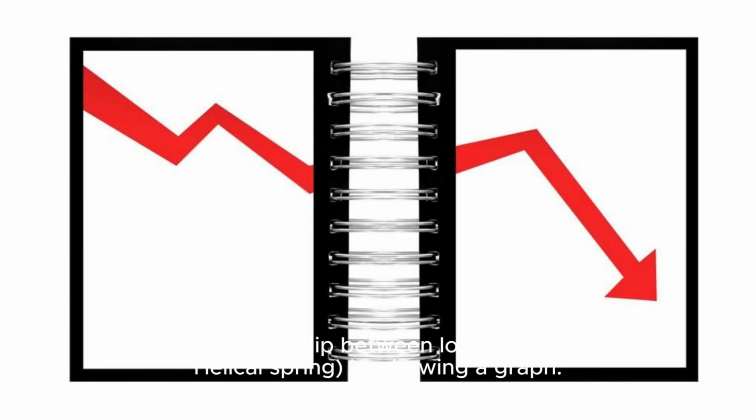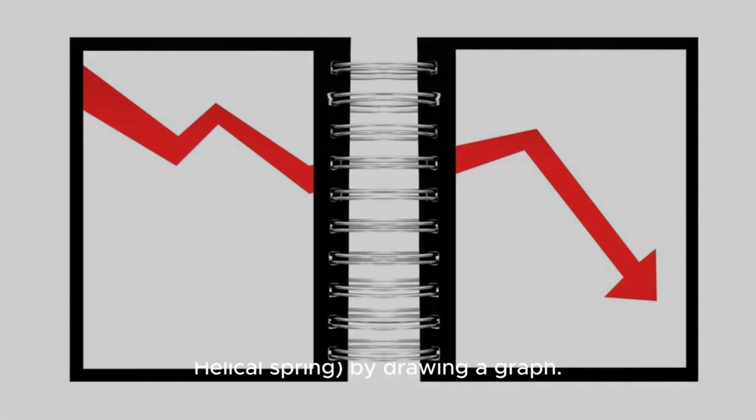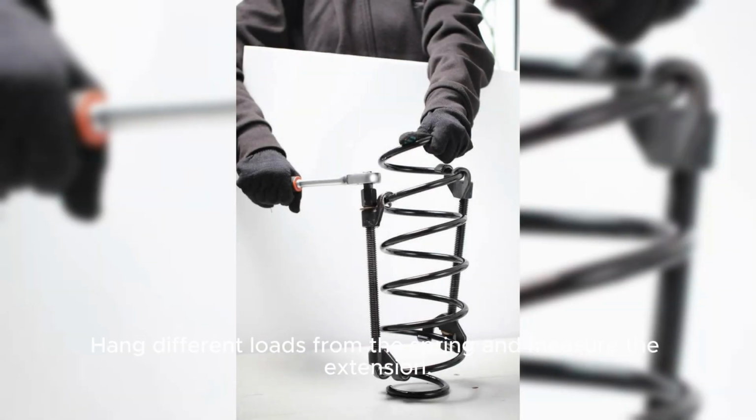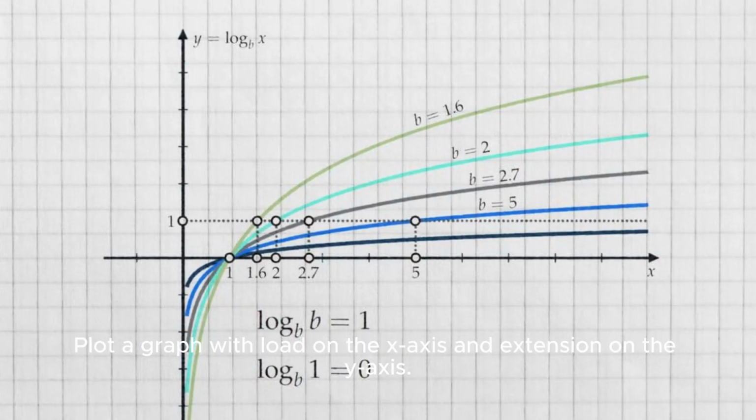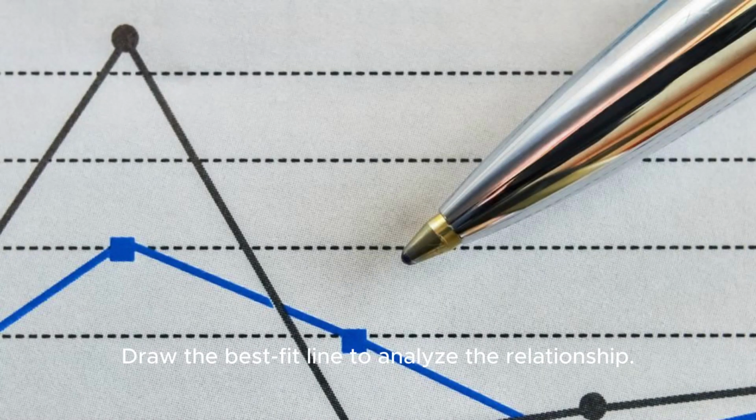Study the relationship between load and extension of a helical spring by drawing a graph. Hang different loads from the spring and measure the extension. Plot a graph with load on the x-axis and extension on the y-axis. Draw the best fit line to analyze the relationship.